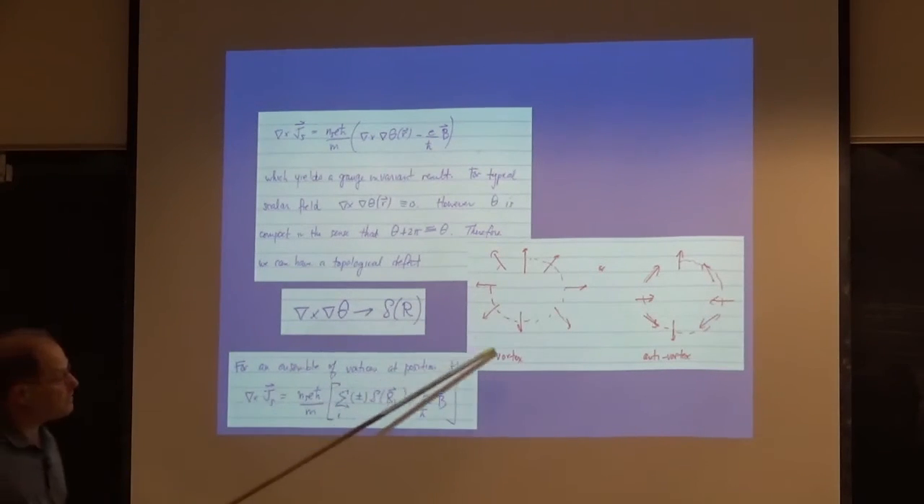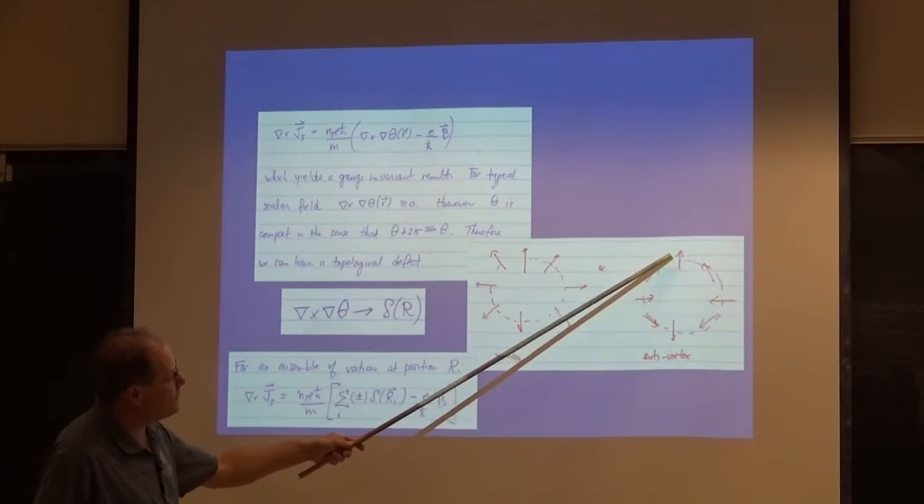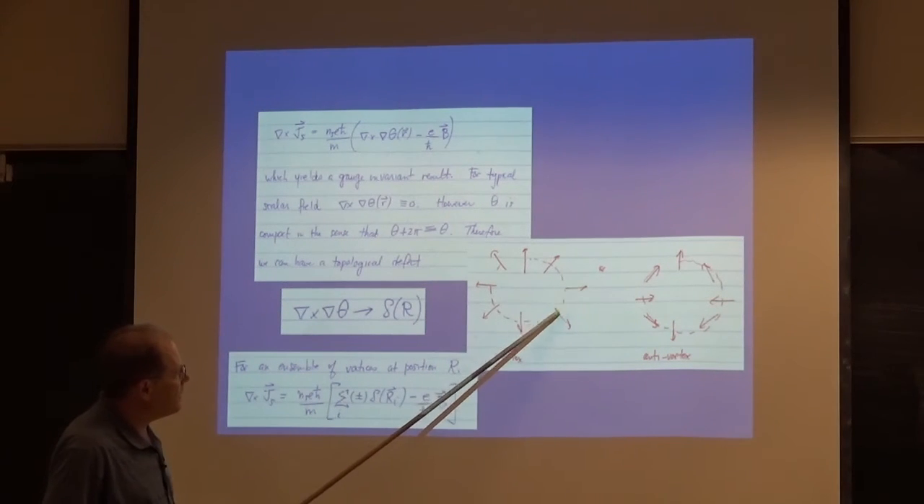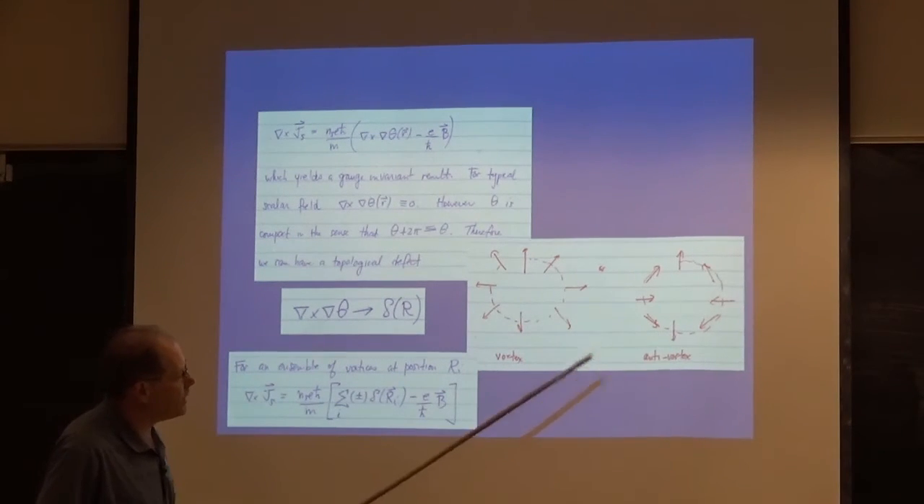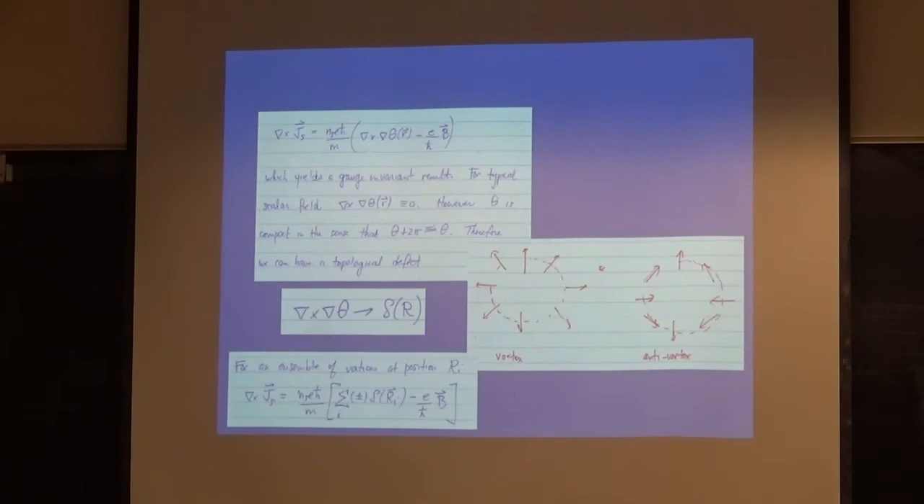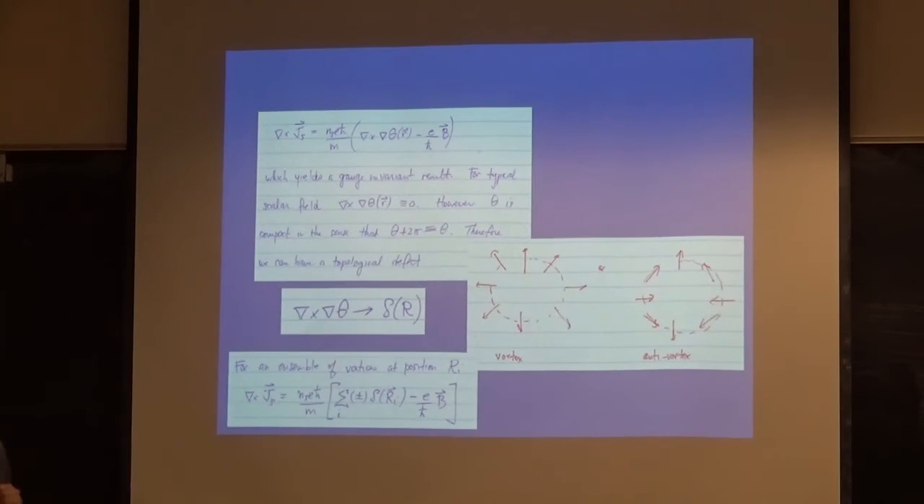So, in terms of the Anderson spin picture, you can have a situation where you have a defect where the phase winds either one way for a vortex, or winds the other way to create an anti-vortex. And in any case, when you take the curl of this, you end up with a delta function at the origin of this topological defect.